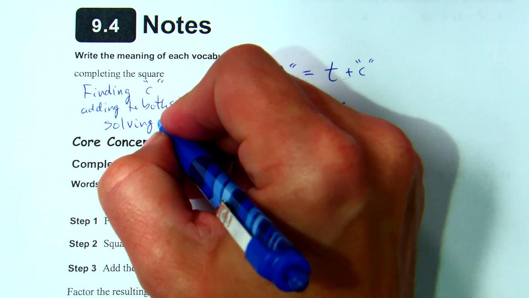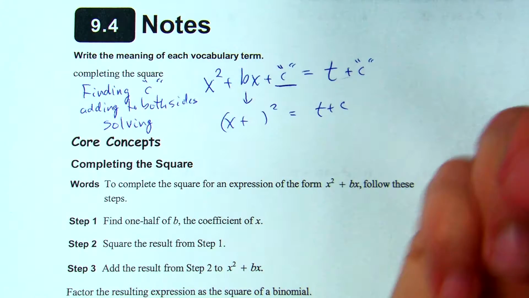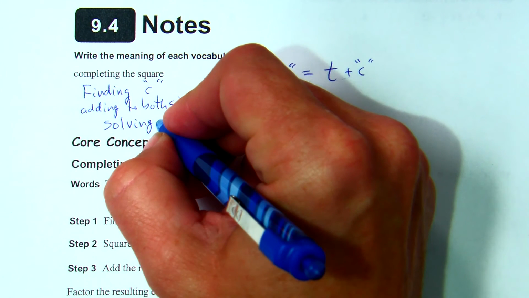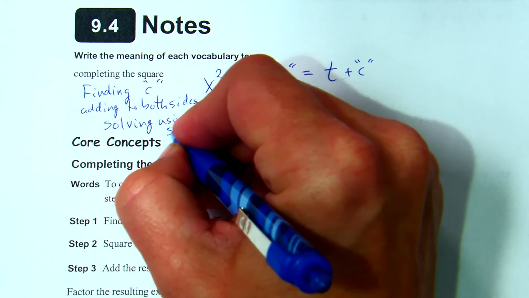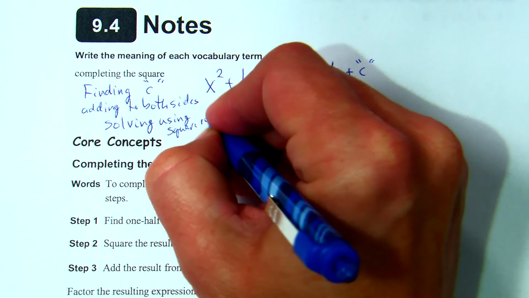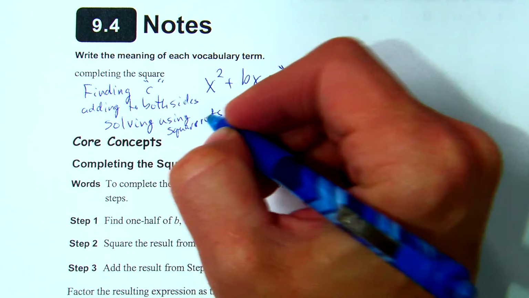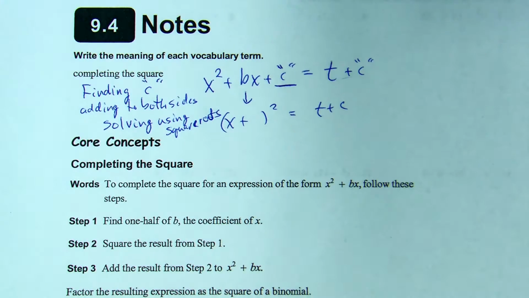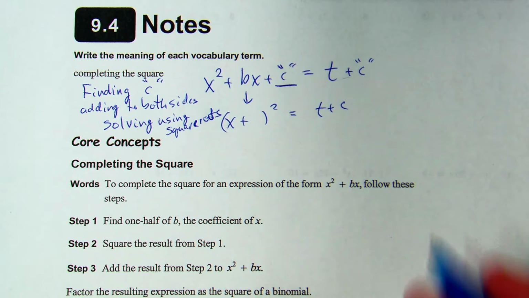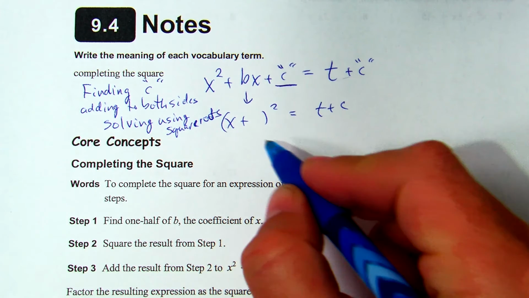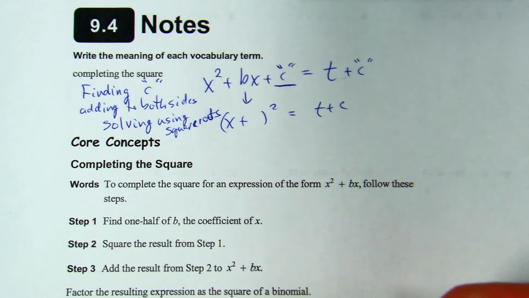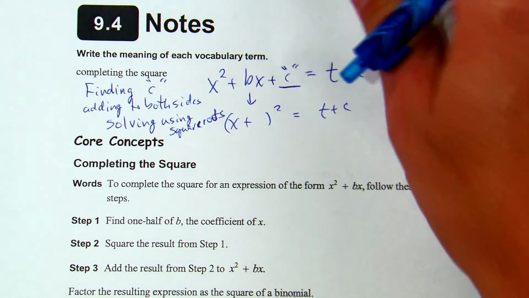Using square roots, which we've already done and covered in the previous section. So we're going to find the c, we're going to add to both sides, and we're going to solve using square roots. Because at this point we would just take the square root of both sides and then find out what x would be to make it equal that. And we'll get to that stage here in a few minutes using some examples.